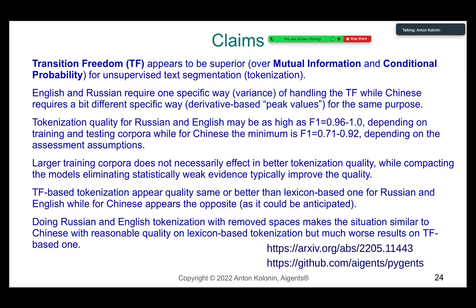Because if you try to do tokenization based on a lexicon, you might never be sure that the lexicon that you have downloaded from somewhere or assembled from other sources is complete enough to deal with the text that you have to deal with in your real task. So for Russian and for English, we were able to get higher quality with tokenization based on these transition freedoms than using some state-of-the-art lexicons that we were trying to use. Unfortunately, for Chinese, it was the opposite. That was anticipated, but it might be a longer discussion.